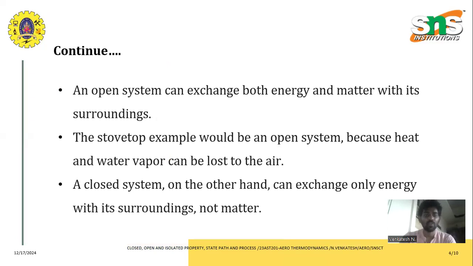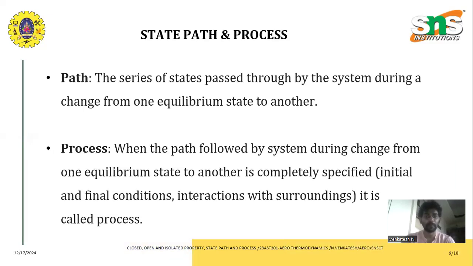An open system can exchange both energy and matter with its surroundings. The stovetop example would be an open system because heat and water vapor can be lost to the air. A closed system, on the other hand, can exchange only energy with its surroundings, not matter.